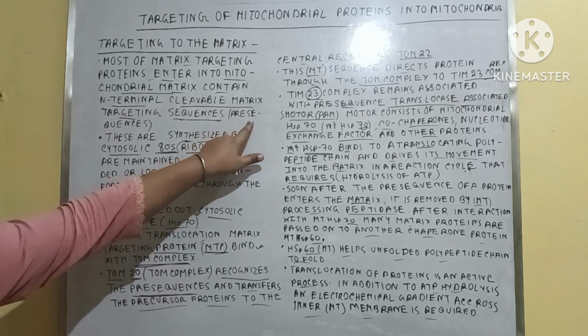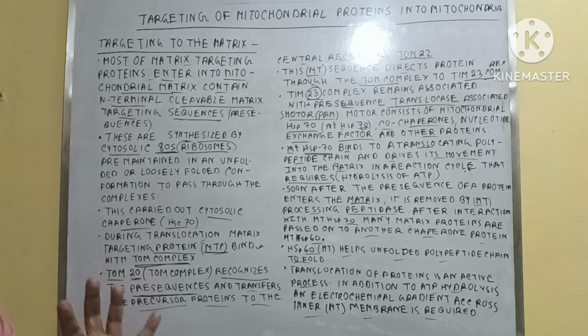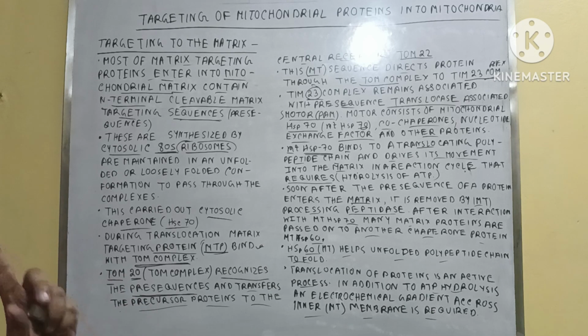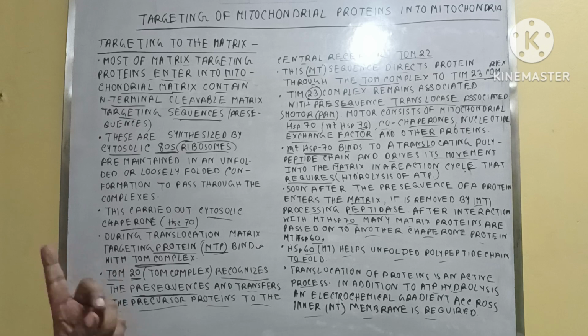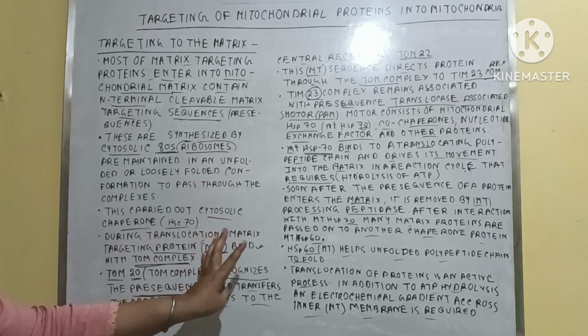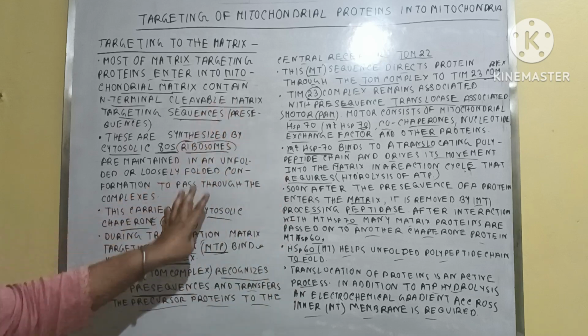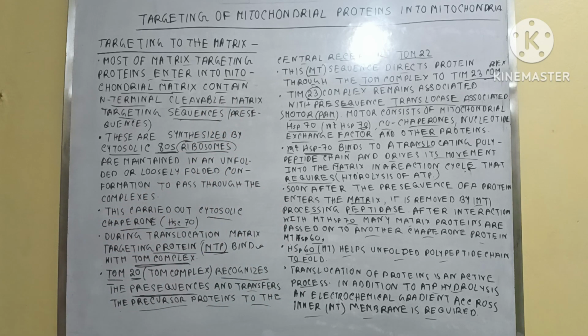These are called the pre-sequences, and two complexes are very important here. One is the TOM complex, another is the TIM complex. I have already explained these two complexes in my previous video, so check it out. Here I will just explain the actual process occurring here. The matrix targeting proteins are synthesized.